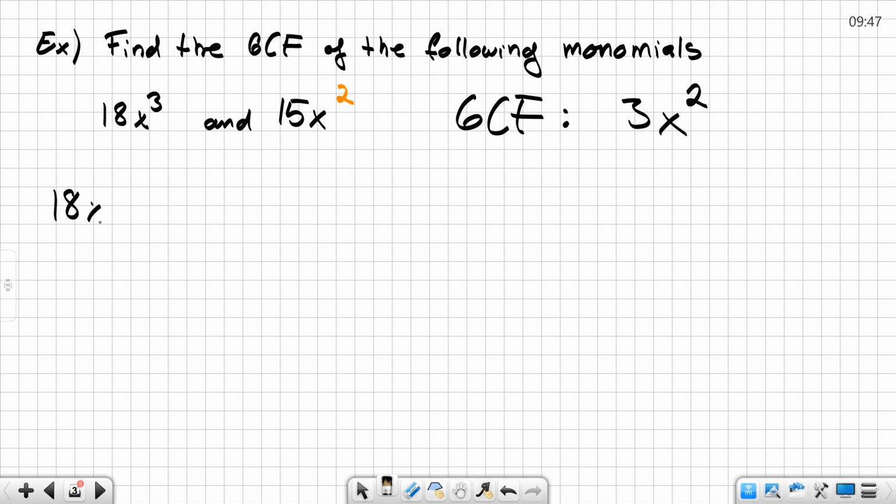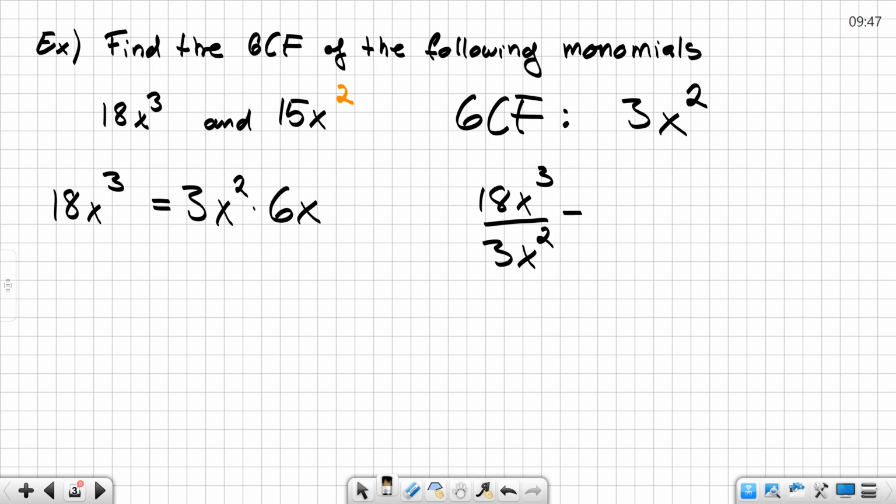And I can visualize this by saying that, one moment, 18x cubed can be rewritten as 3x squared times 6x. If you think that this is magic, let me just show you really quickly how we got this. We said that the GCF is the one expression that divides this. And if I say 18x cubed divided by 3x squared, this divides in nicely. 18 divided by 3 is going to be 6. And x cubed divided by x squared is just going to be x, so we get 6x.